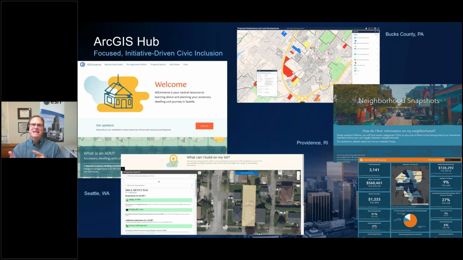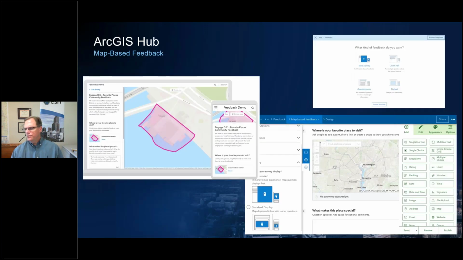But what I really love is they also show what's happened in the last 4 to 5 years. So people that just moved in can have some context about the types of developments that have gone on. One of the new things that just came out recently with ArcGIS Hub is Map-Based Feedback. And I can't tell you, I saw an early version of this last year and I was so excited. I'm glad it's out now.